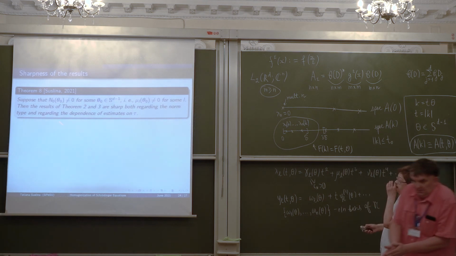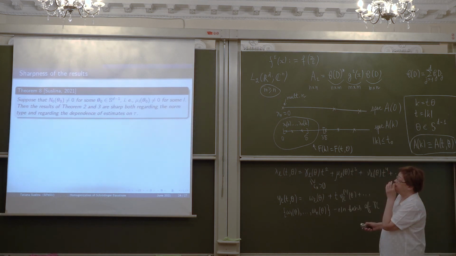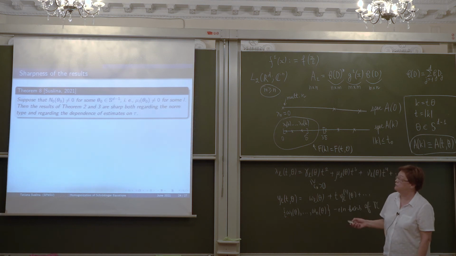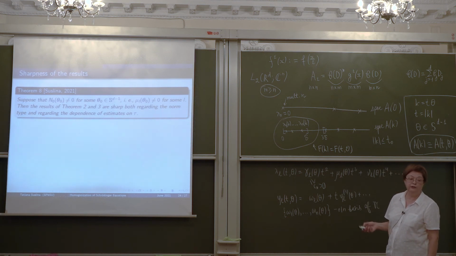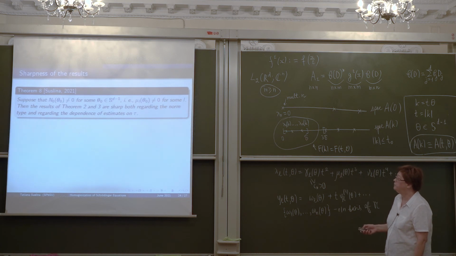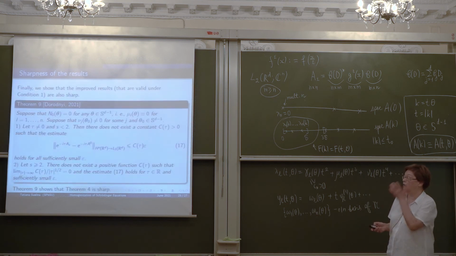And similar results are obtained for theorems 2 and 3 under the same assumption that at least one coefficient mu L is not 0. We cannot improve the results of theorems 2 and 3 regarding the norm type and regarding the dependence on tau. They are sharp. And finally, we show that the improved results that are valid under condition 1 are also sharp.